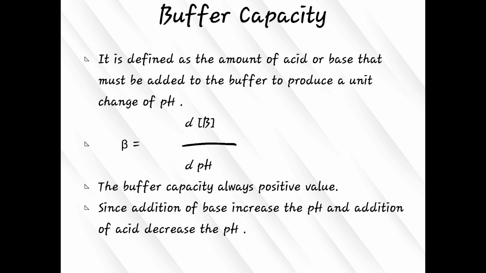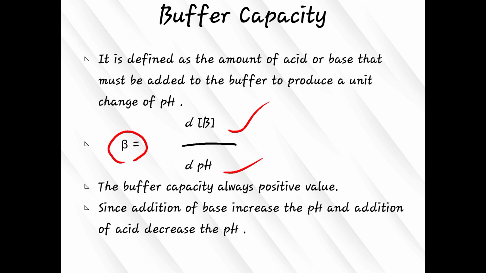It is defined as the amount of acid or base that must be added to the buffer to produce a unit change of pH. That's known as buffer capacity. It is denoted as beta, equal to the derivative of concentration of base divided by the derivative of pH.